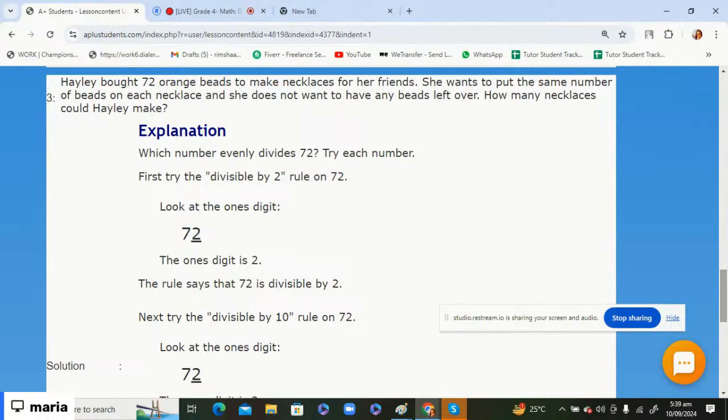So there is 72. 2 is in the end. As we know, if 5 is in the end, it means that it comes from the table of 5, like 5 or 10. So if there is 2 in the end, so here is 72. Divide 72 over the 2, and let's check the answer.